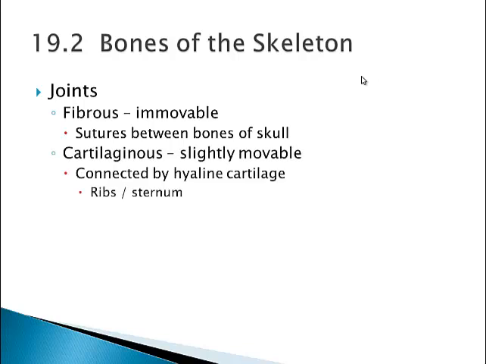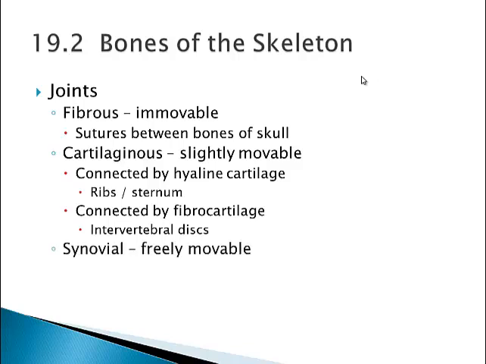These are slightly movable. They're connected to other bones or to themselves by hyaline cartilage. The places in the chest where the ribs meet the sternum are examples of cartilaginous, slightly movable joints. There are also fibrocartilaginous joints, like the intervertebral discs between the bones of the spine. And finally, we have synovial joints, which are freely movable.